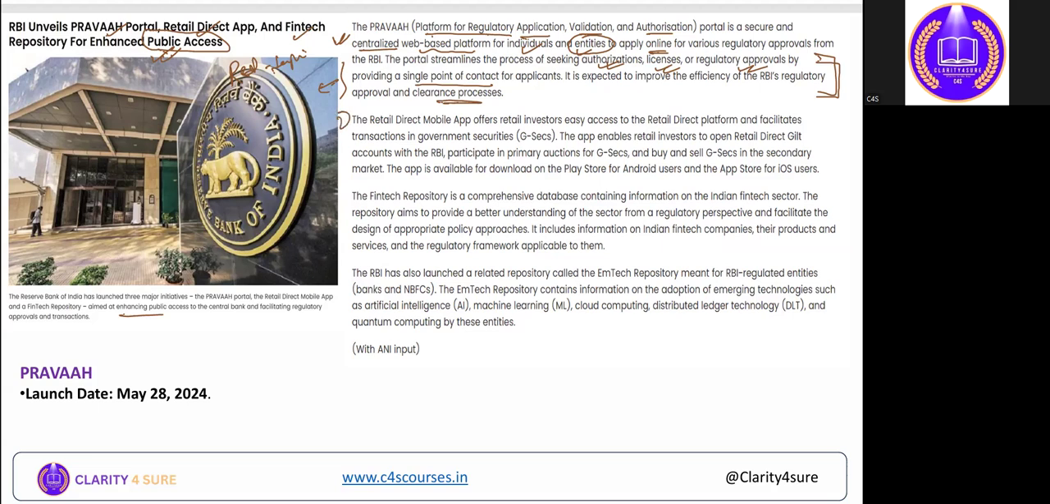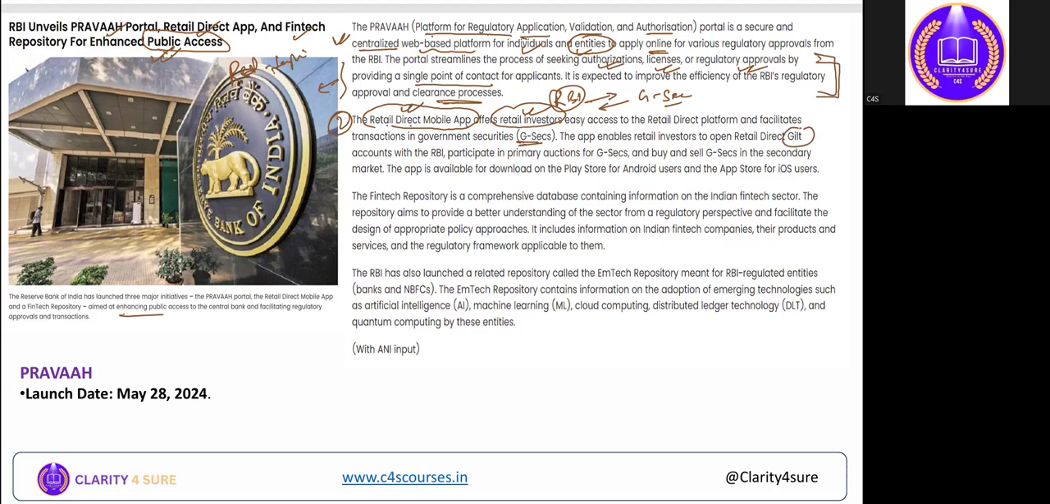All right. Now coming to the next initiative, the Retail Direct Mobile App. This is also being launched by the RBI. It offers the retail investors, the small retail investors, okay, not the primary dealers, talking about the retail investors, to access the retail direct platform and facilitates transaction in government securities. Means retail investors can now buy or sell government securities directly from RBI through this retail direct mobile app interface.